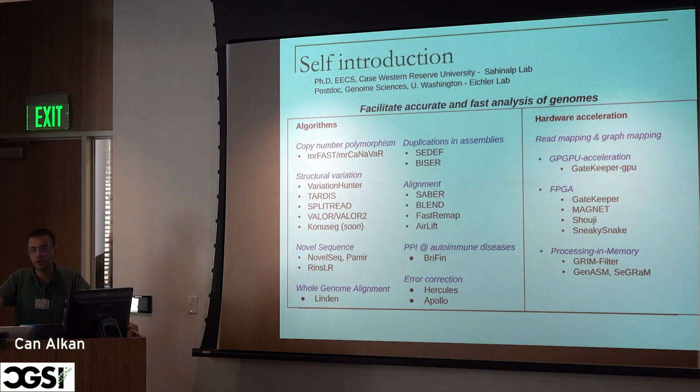I got my PhD from Case Western Reserve University under the supervision of Cenk Şahinap, and then I did a lengthy postdoc with Evan Eichler. Since then, we have been working on developing different algorithms for genome analysis, mapping, variation discovery, alignments, and so on. In the last few years, our efforts have shifted to accelerating bioinformatics workloads. Right now, about 70% of our work is in algorithm design, and about 30% is in hardware acceleration.